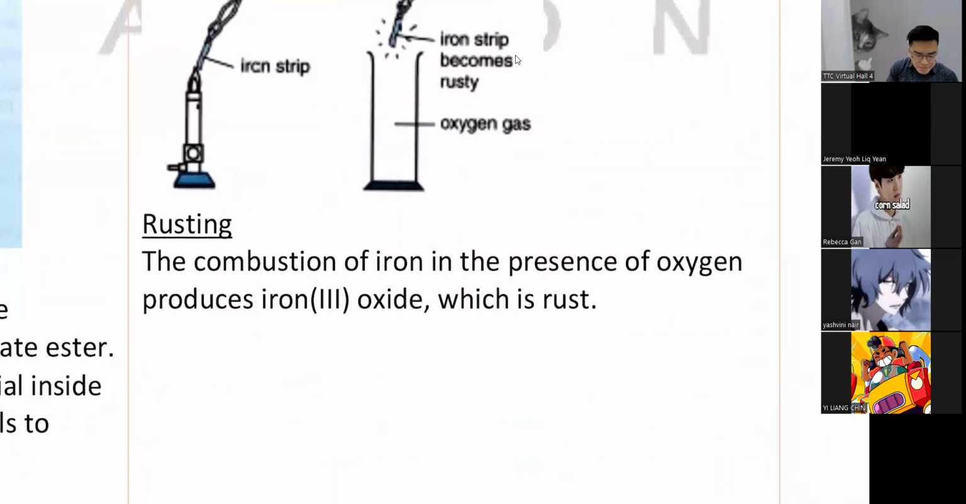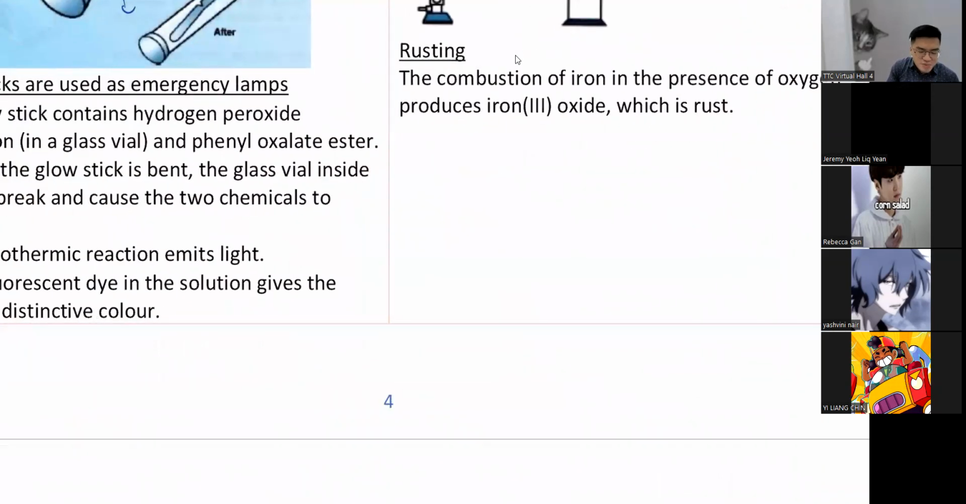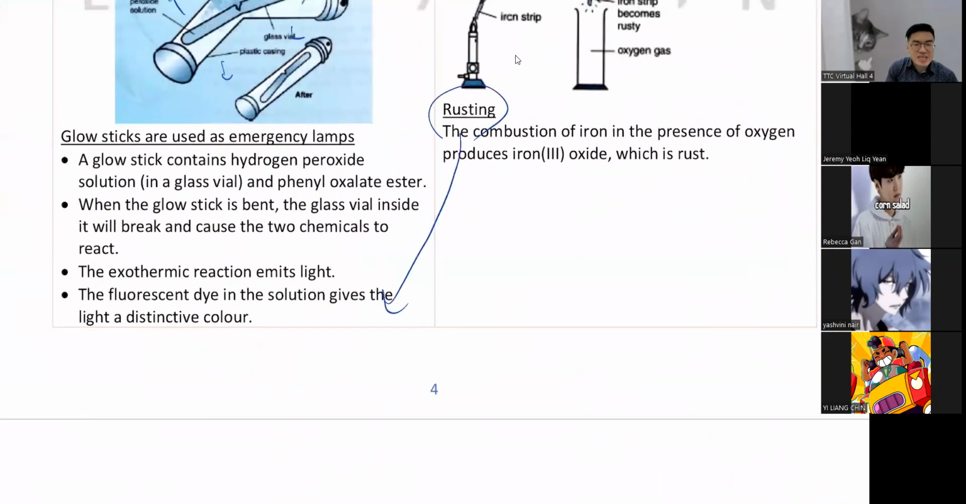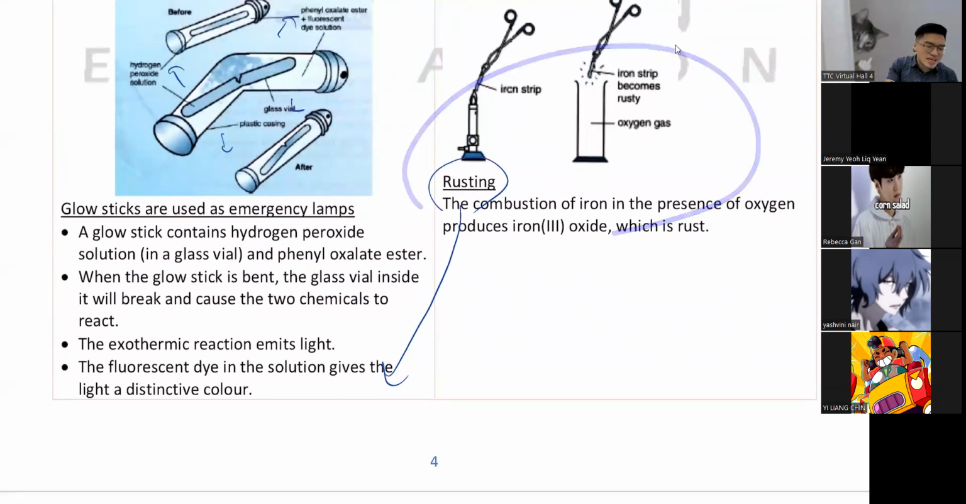Here's the thing, guys. Some reference books put rusting as exo. Some books say they release heat, exo. Some books say they absorb heat, endo. So which is which? In our notes, we put it in endo, but I would say it's actually both. You might say, huh? Both, sir? Why is it both? Because rusting is actually a very complicated process. They will first do endo, and then they do exo.